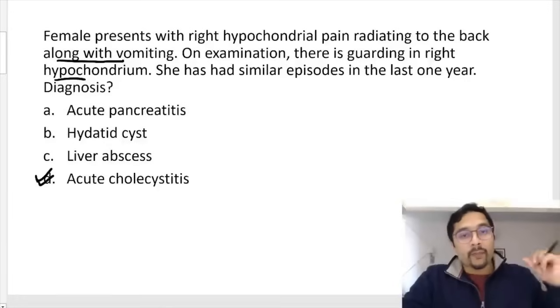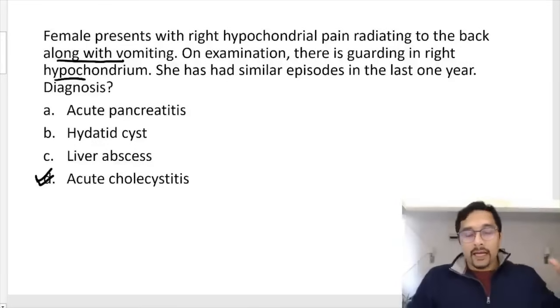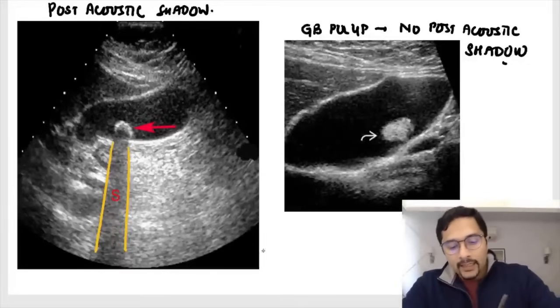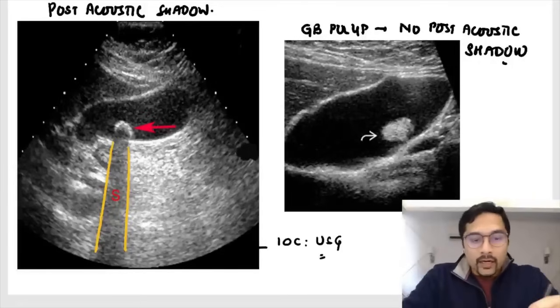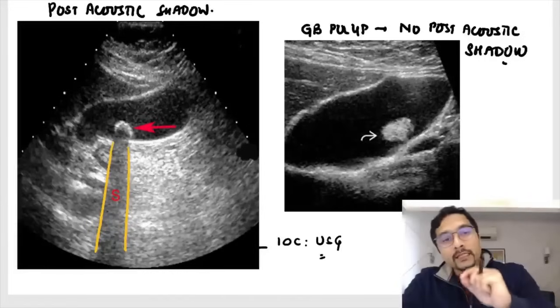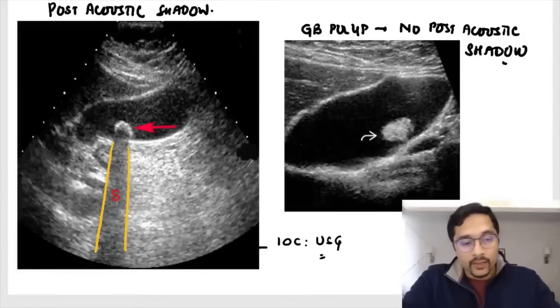Don't get confused by pain radiating to the back. Right, pain radiating to the back can happen in pancreatitis, but pancreatitis pain will be in the epigastrium. It will radiate to the back and it is relieved when the patient bends forward. Another question which has been asked many times, that the investigation of choice for cholecystitis and gallstones is ultrasound, and on ultrasound you see a post-acoustic shadow. If there is a stone, we will see a post-acoustic shadow. Whereas if there is a polyp, you will not see a post-acoustic shadow. No post-acoustic shadowing will be seen here.